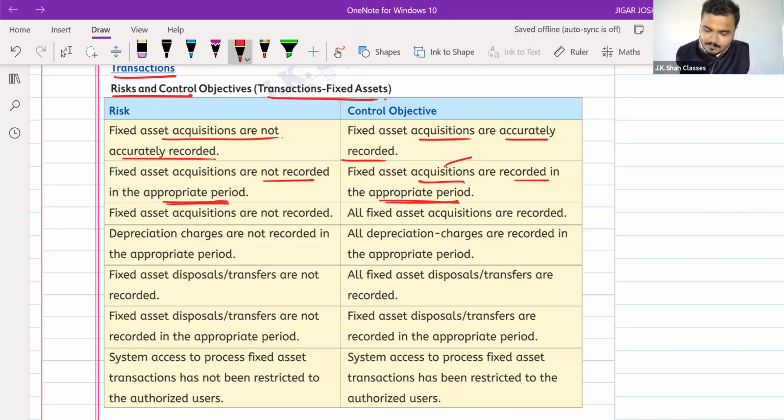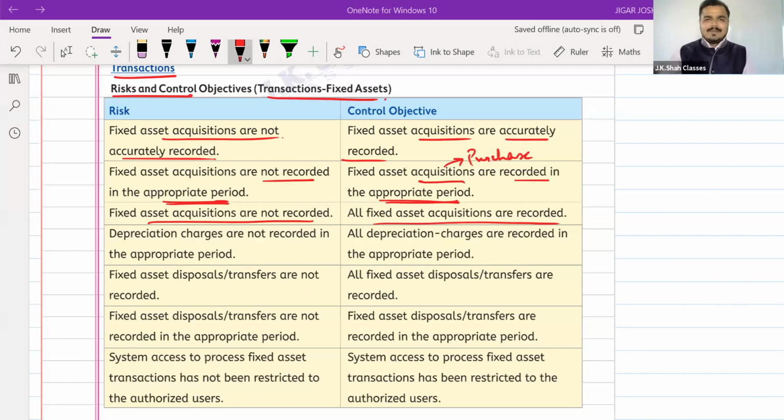What is acquisition? Purchase, or taking on lease. Yes, sir. Fixed asset acquisitions are not recorded at all. We had acquired so many assets but not recorded. So that could be a disaster. So what would be the best control? Sir, all fixed asset acquisitions must be recorded. Understood? Yes, sir.